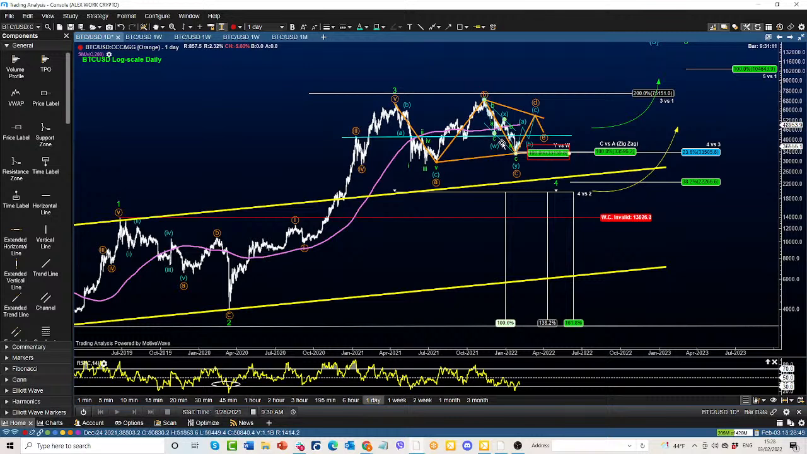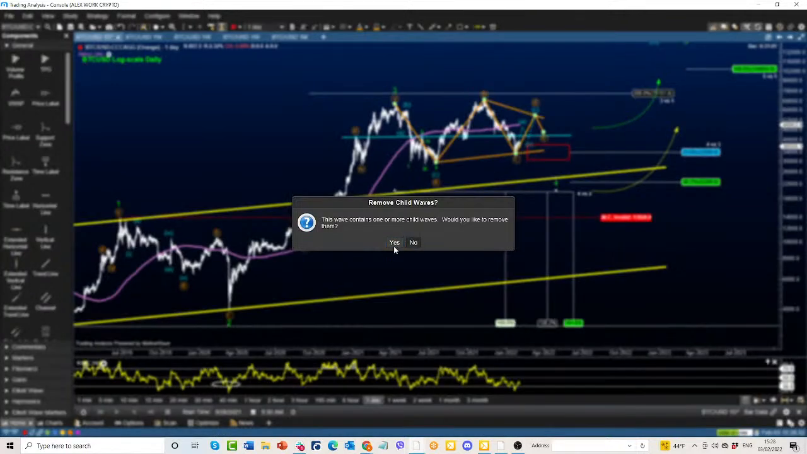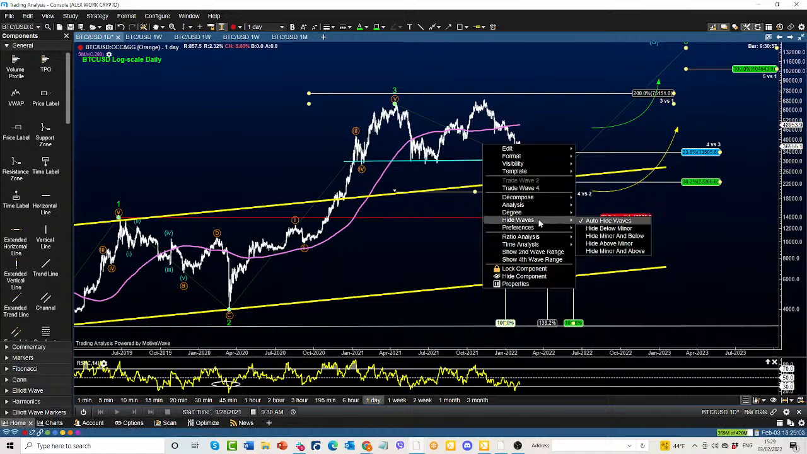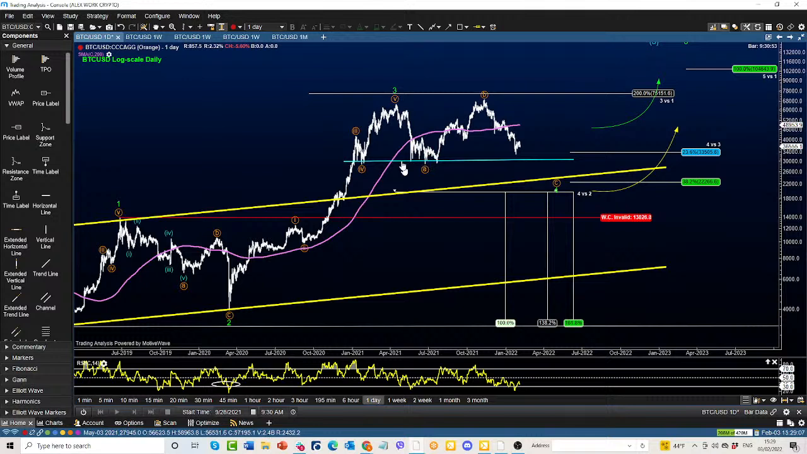I'm going to show you the option of a flat. That would mean we break this 30K and go down to the next support level, which is pretty strong. So the question is, are we going to hold these levels, or will something happen that takes us lower towards this very strong 20K zone?